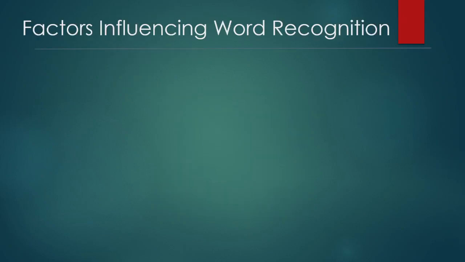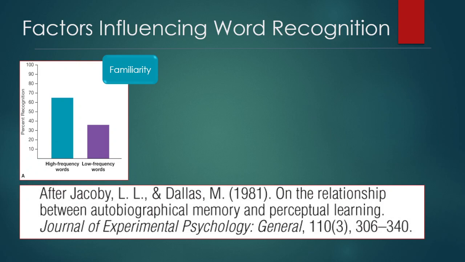So let's take a little segue into word recognition. Reading is really just a series of word recognitions, isn't it? You recognize the constellation of letters and it produces a word, right? So I got some data out of Jacoby and Dallas from 1981 on factors that influence how quickly and how accurately you recognize words. High frequency words that you're familiar with, you tend to recognize better than low frequency words, even if you're familiar with them, right?